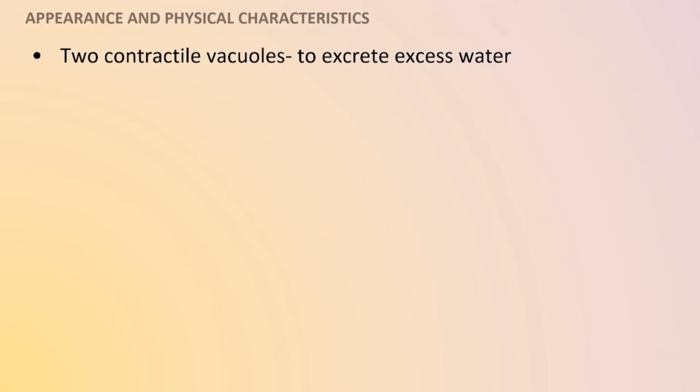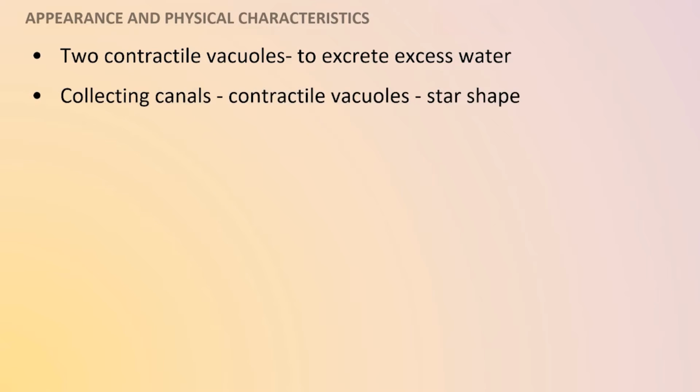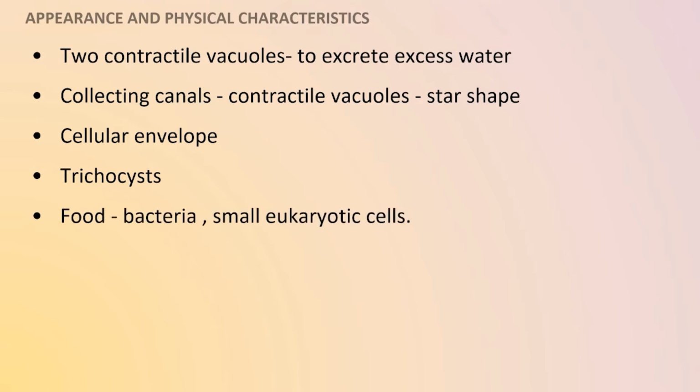Paramecium caudatum has two contractile vacuoles which serve to excrete excess water taken up from the outside, thereby regulating the water content of the body. Radially distributed collecting canals give the contractile vacuoles a distinctive star-like shape. The cell is enclosed by a cellular envelope called the cortex, that is densely studded with spindle-shaped extrusomes called trichocysts. Paramecium caudatum feeds on bacteria and small eukaryotic cells such as yeast and flagellate algae.